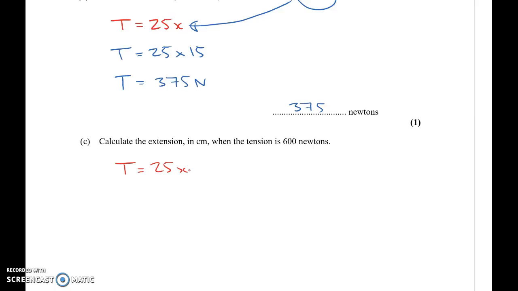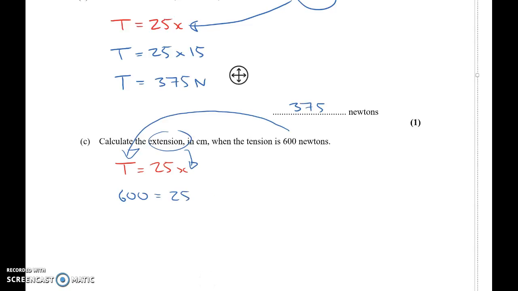So calculate the extension in centimetres. This time we need to calculate the extension. We don't know this. When the tension is 600 newtons, this time we do know 600 newtons is the tension. So let's put things in the right place. That's going to give us 600 as the tension is equal to 25 times our extension. So we now need to rearrange for x. Hopefully we can see we've got to divide both sides by 25. And that's going to give us x is equal to 600 divided by 25.